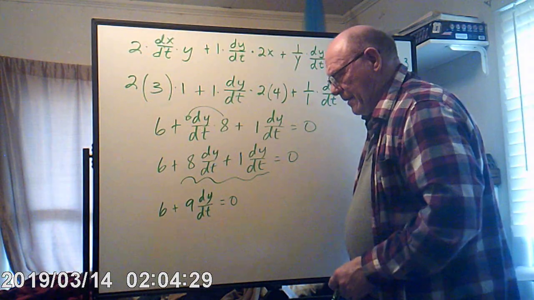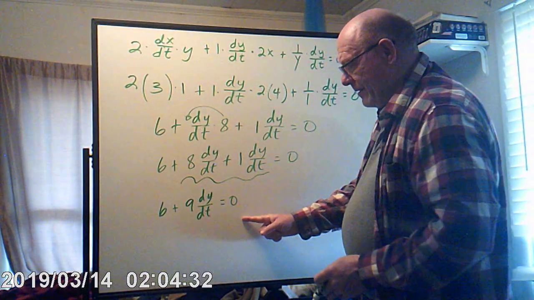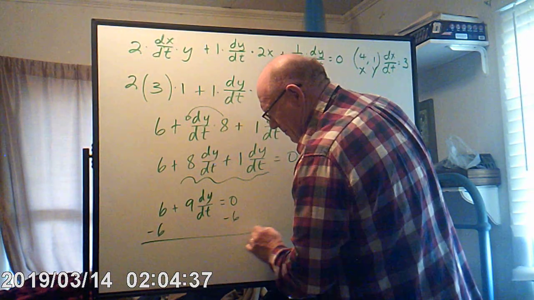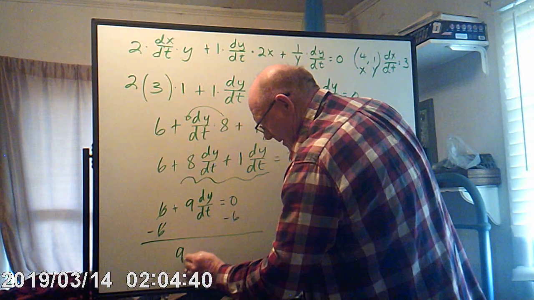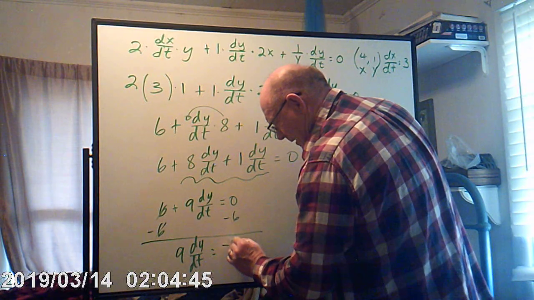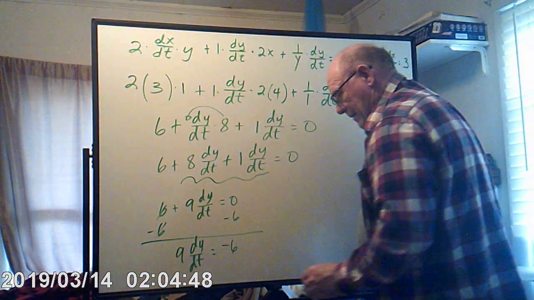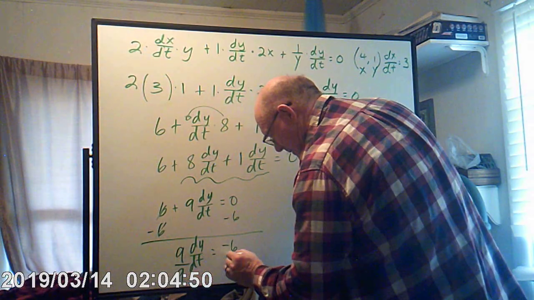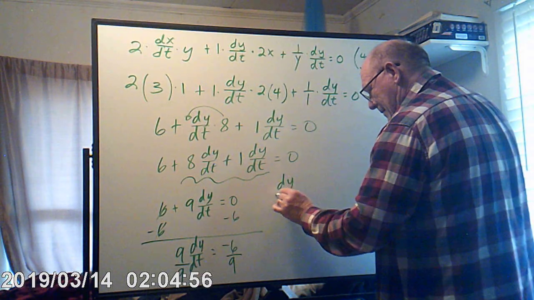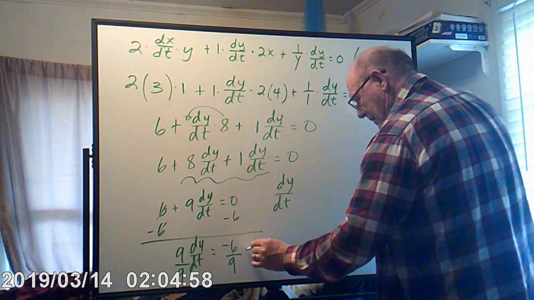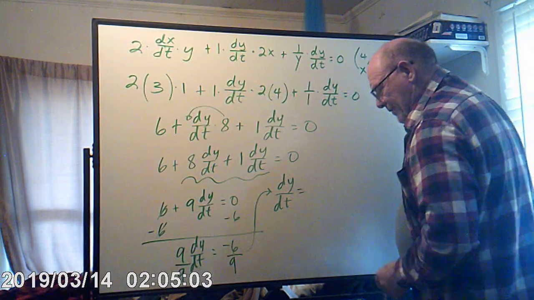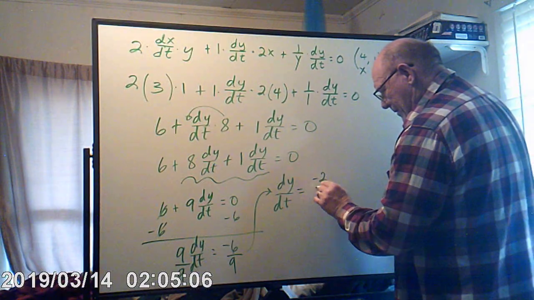Alright. Now we just solve for dy over dt. Subtract 6. Beautiful problem. I love this problem. So 9 dy over dt is equal to negative 6. I'm going to divide by 9. So now I've got dy over dt is equal to negative 6 over 9, which is negative 2 over 3.